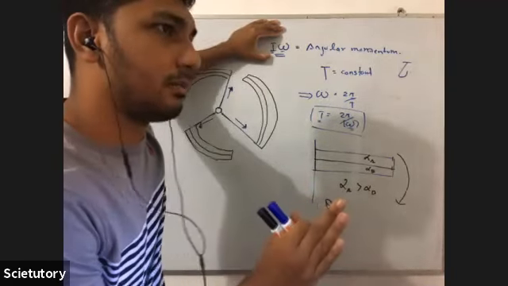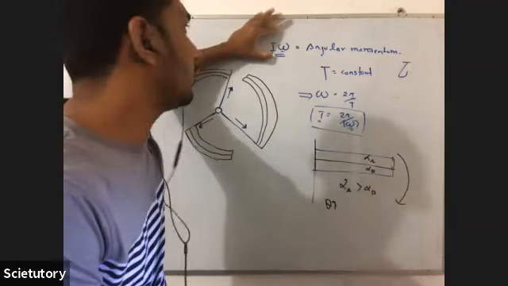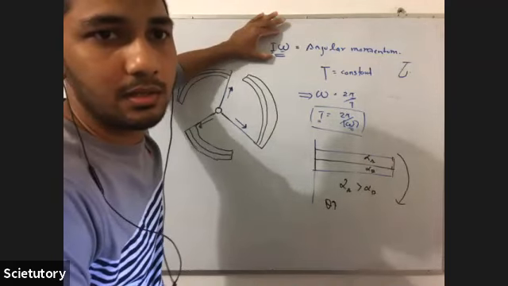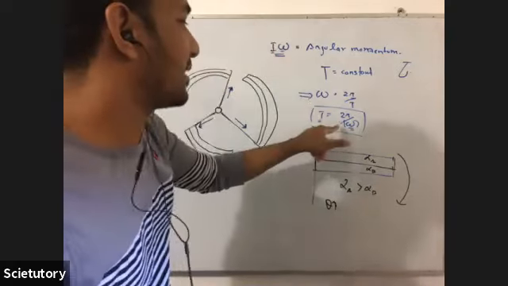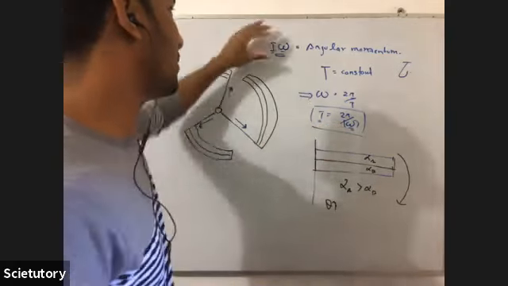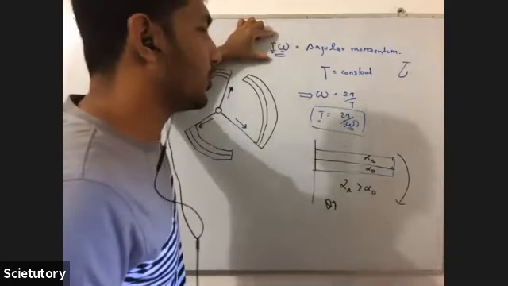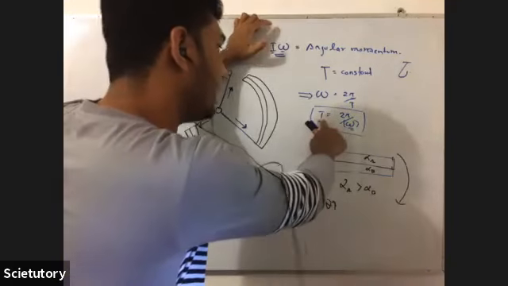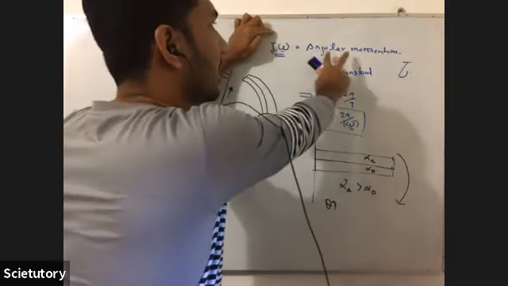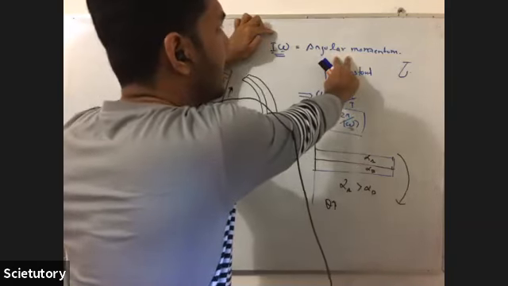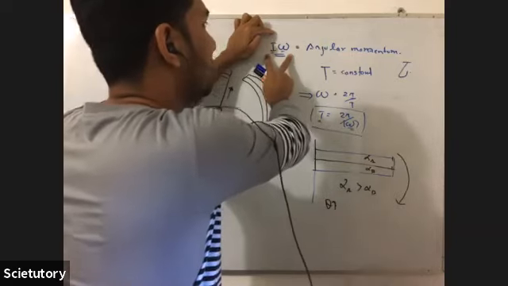So the first statement is actually correct. I should be constant. I actually didn't explain I. I explained up to this point and then I forgot about I. Sorry. I should be constant. Why? L is a constant, omega is a constant, so I cannot change, because angular momentum should be conserved.